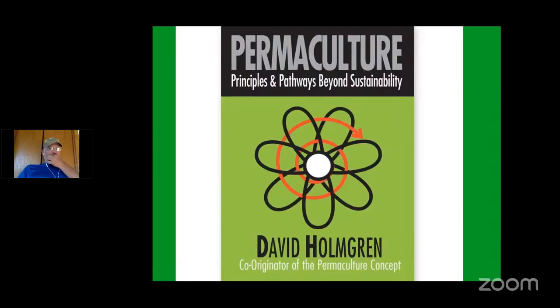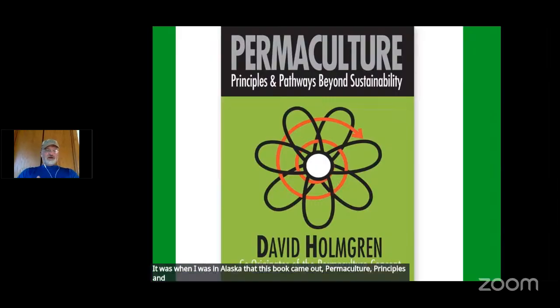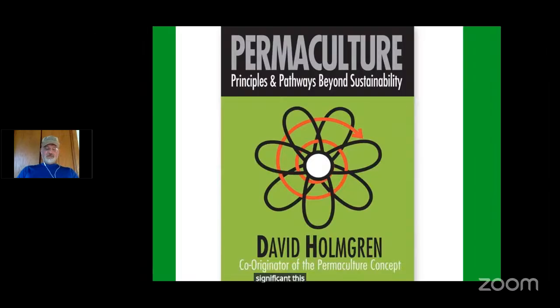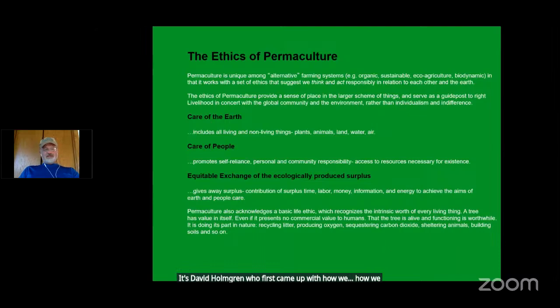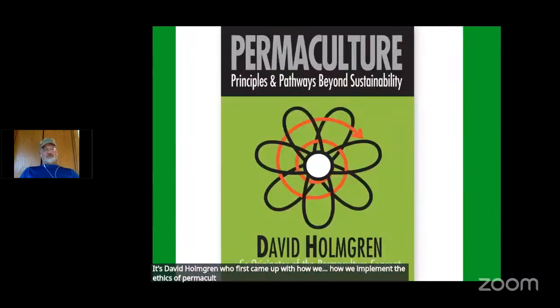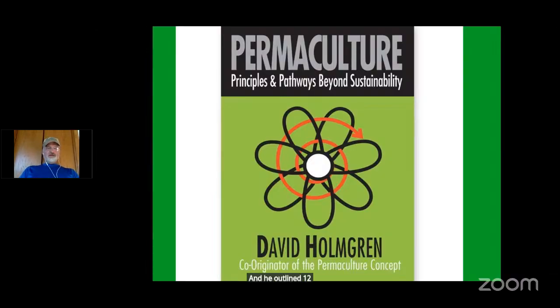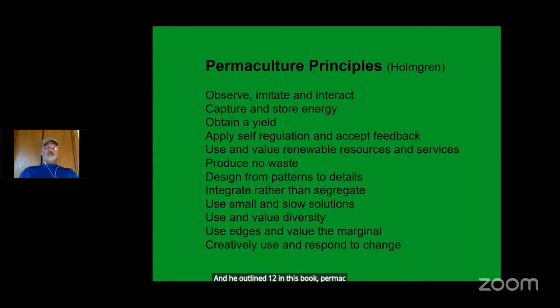It was when I was in Alaska that this book came out, Permaculture: Principles and Pathways, by David Holmgren. Now, I hadn't realized how significant this was in my background thinking until I went through this again. It was David Holmgren who first came up with how we implement the ethics of permaculture is through a set of principles. And he outlined 12 in this book, Permaculture: Principles and Pathways.